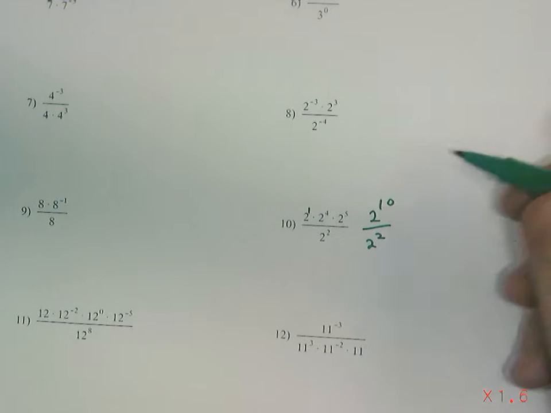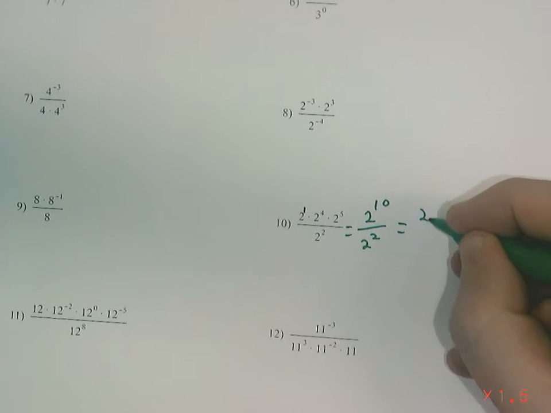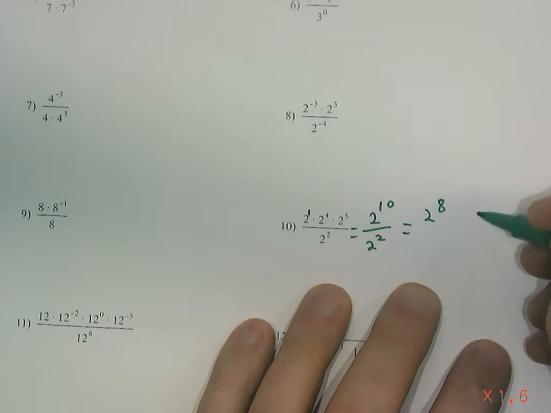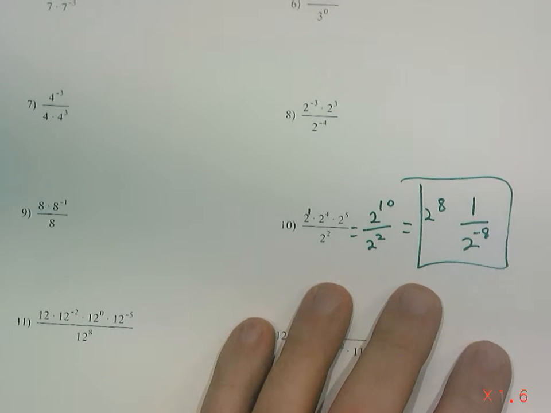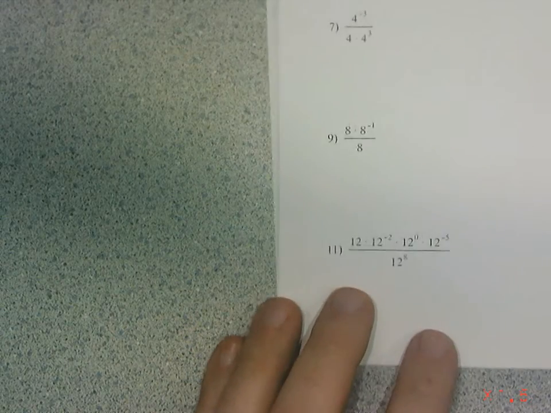Now I'm going to do the subtraction. So 10 minus 2 is 8. So I have 2 to the 8th power, but then I need the two answers. So 2 to the 8th, move them downstairs, become unhappy, 2 to the negative 8th. And that would be your two answers. Okay, let's do another one of those. So let's look at this one.